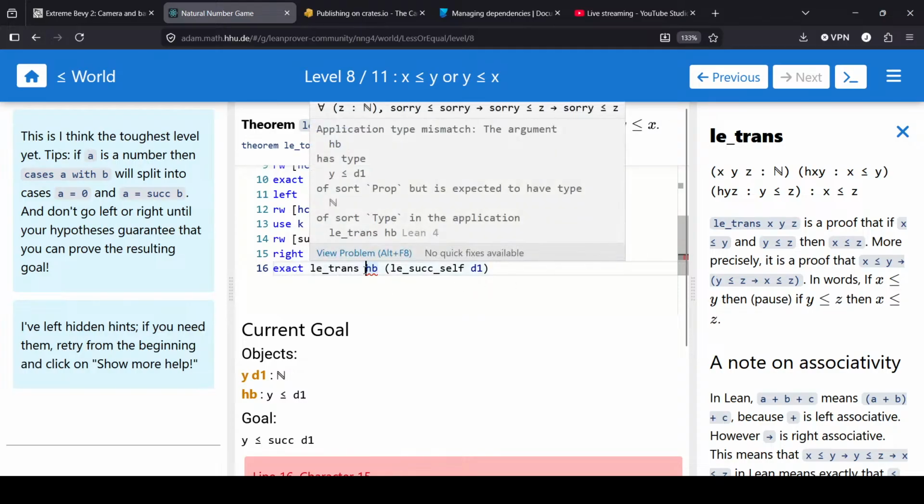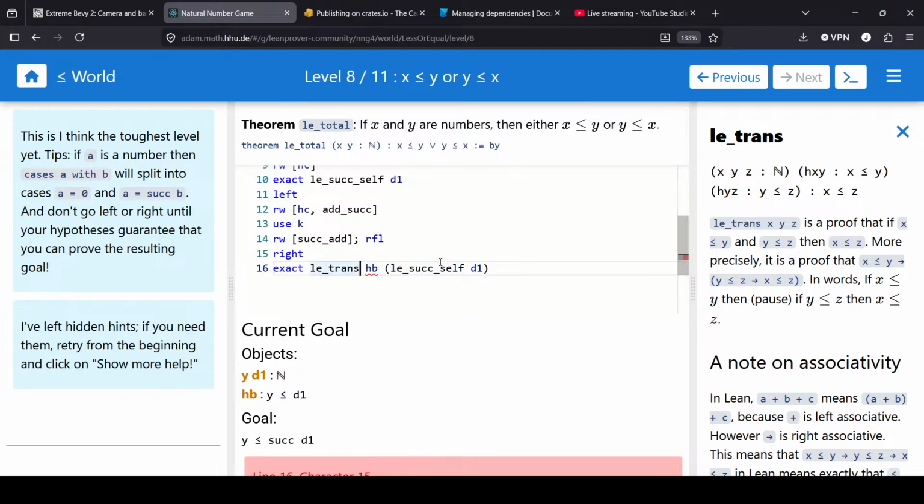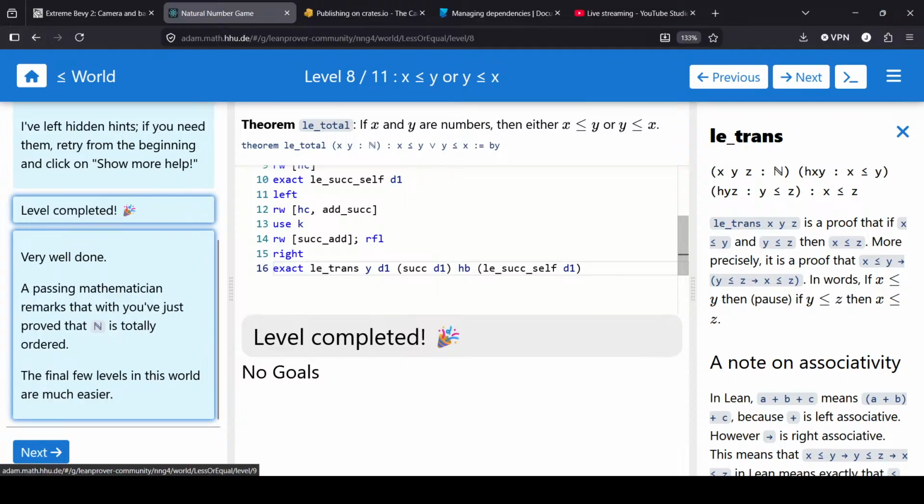Oh. Okay, so in that case, y would be the first one. And then the middle one would be d1. And then the last one would be suck d1. Wow! Finally, okay.